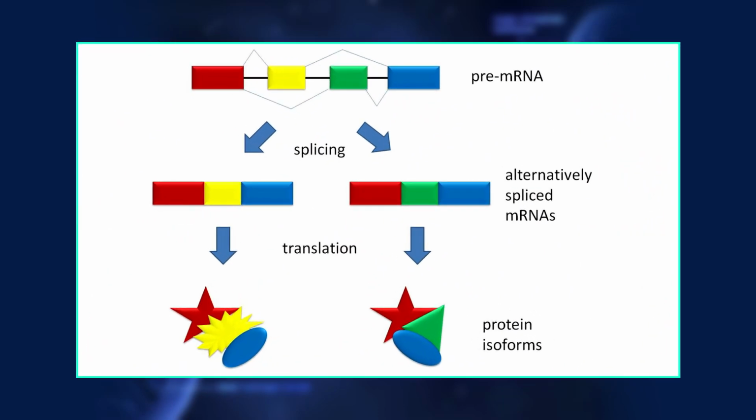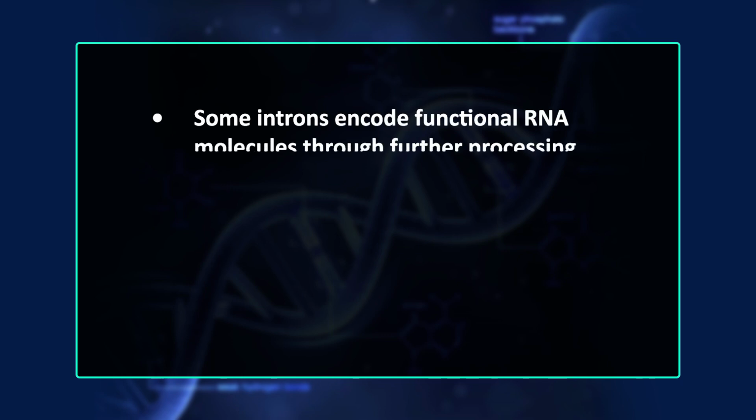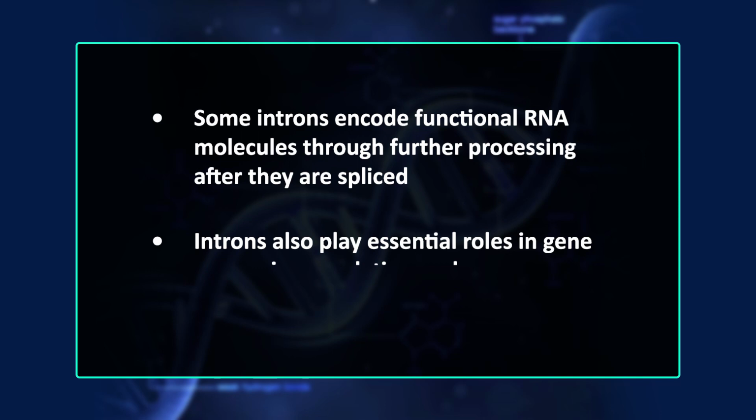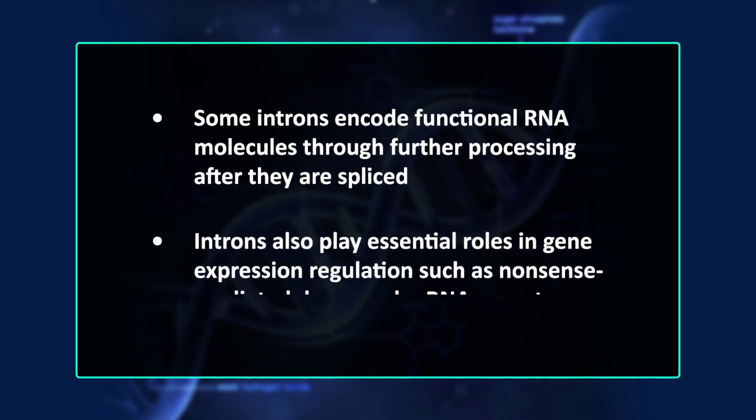Although introns do not encode protein products, they have very important biological functions. For example, the most important function of introns is that they allow for alternate splicing, making it possible to generate multiple proteins from a single gene, that is polygene. Some introns encode functional RNA molecules through further processing after they are spliced. Introns also play essential roles in gene expression regulation, such as nonsense-mediated decay and mRNA export.